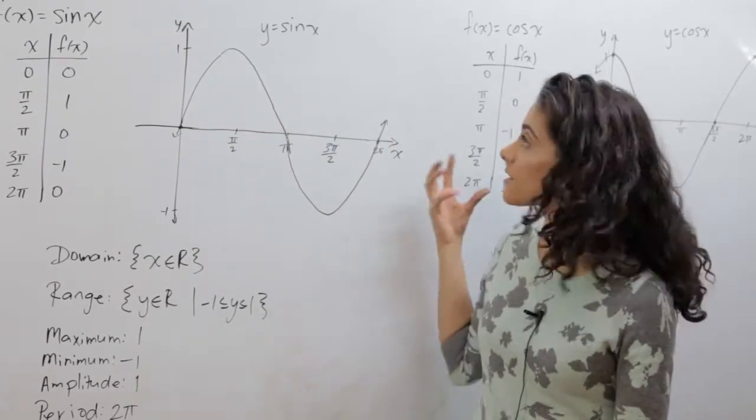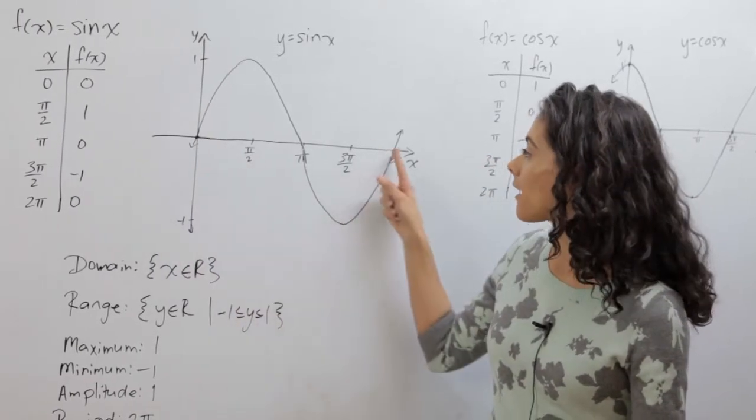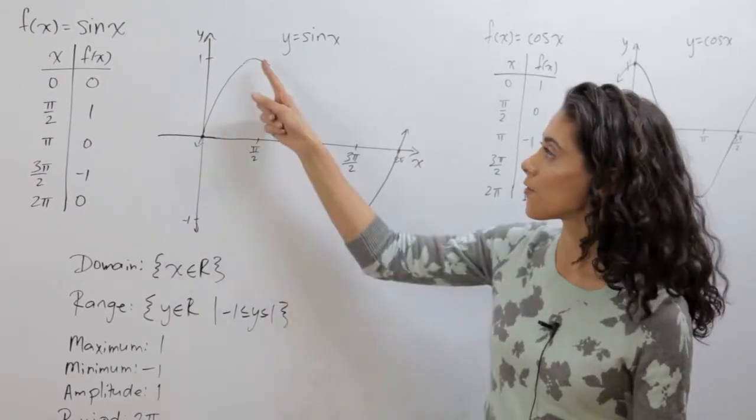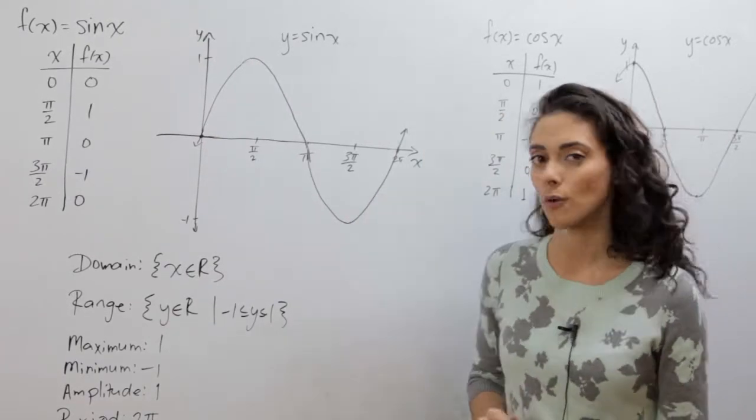Now, of course, we say that the sine graph is periodic and keeps repeating itself. Every 2 pi, it'll be at the exact same spot. We'll have another maximum 2 pi later. We'll have another minimum 2 pi later, and so on.